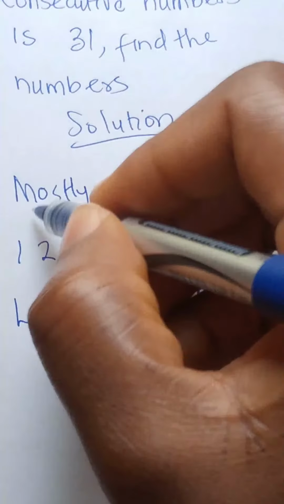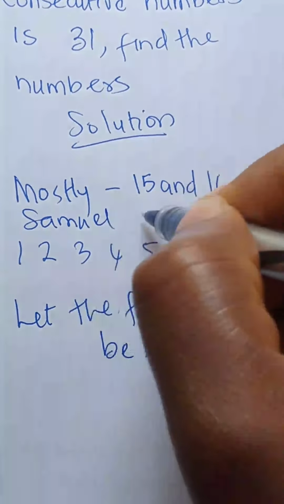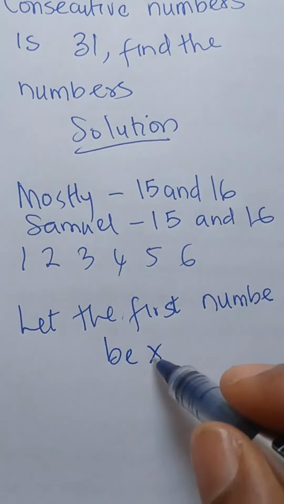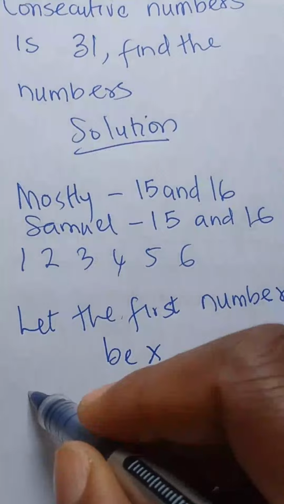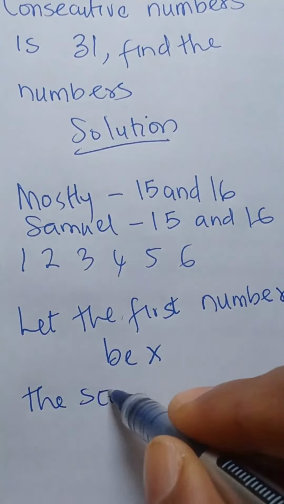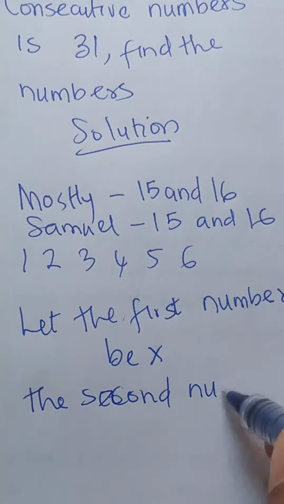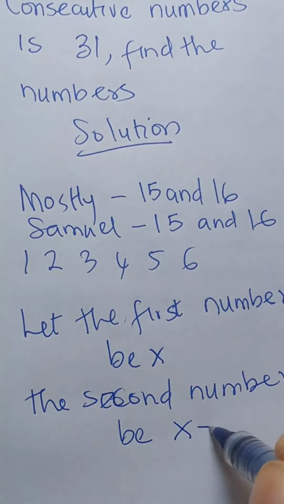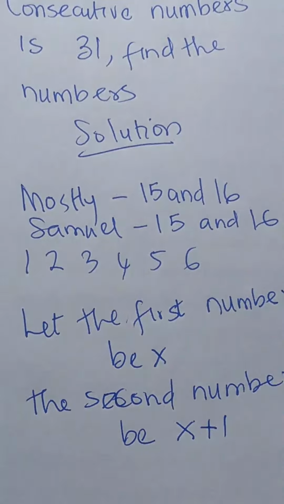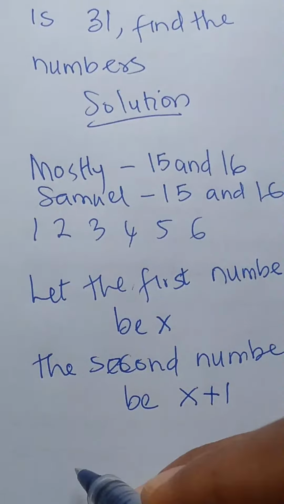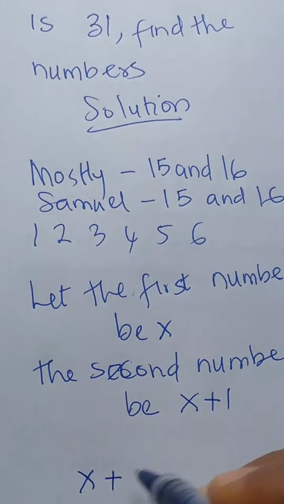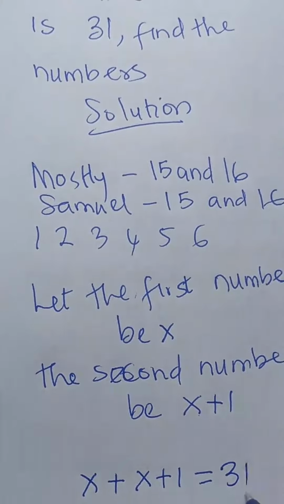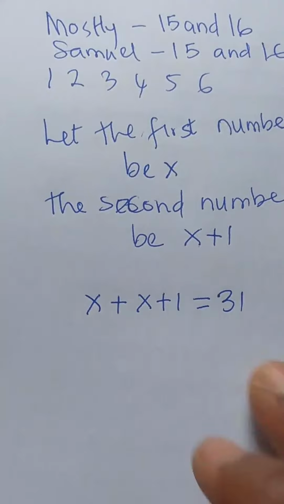Okay, Samuel says 15 and 16. So they follow each other. If the first number is x, then the second number should be x plus 1, because that follows it, adding by 1. Now the sum of the numbers is 31. The first number is x, the second number is x plus 1, and we are told that it is equal to 31. So that is the equation for the given question.